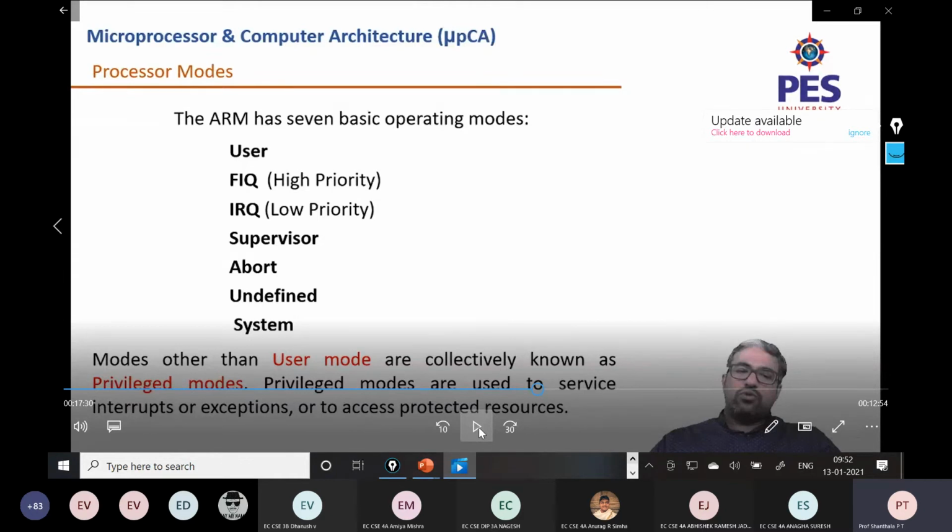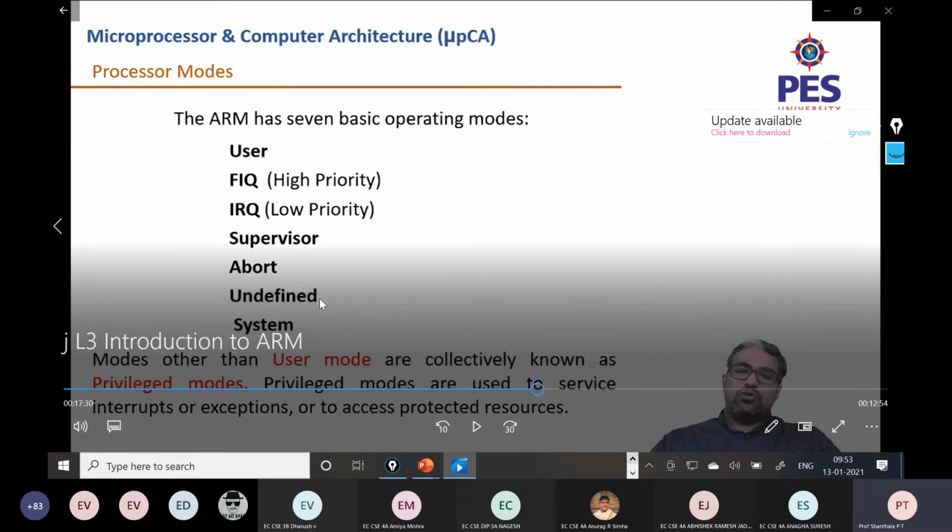Okay, so each processor mode is either privileged or non-privileged. The privileged mode allows full read-write access to the CPSR, which we are going to discuss later, and the non-privileged mode only allows read access to the control field in the CPSR, but still allows read-write access to the condition flags. So we will discuss all these modes.